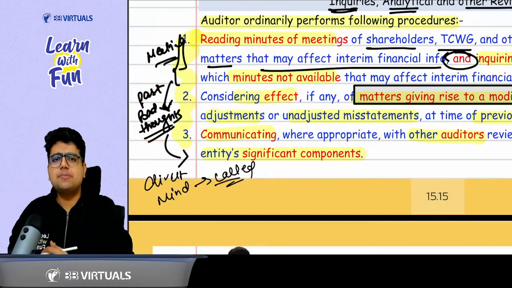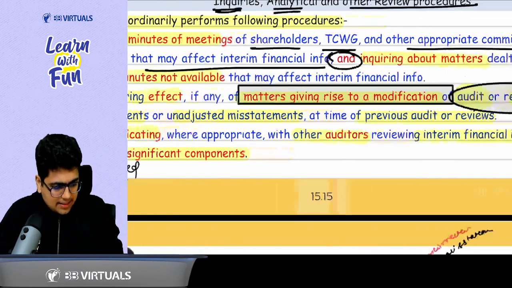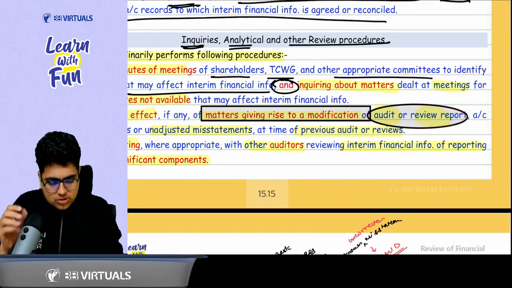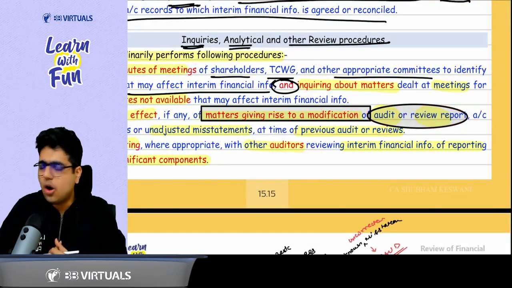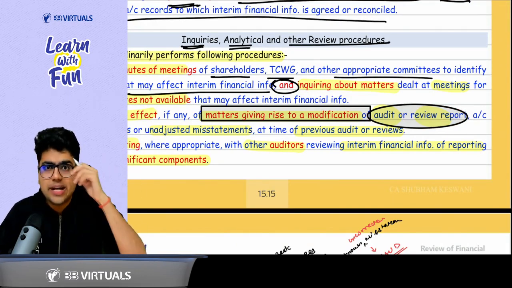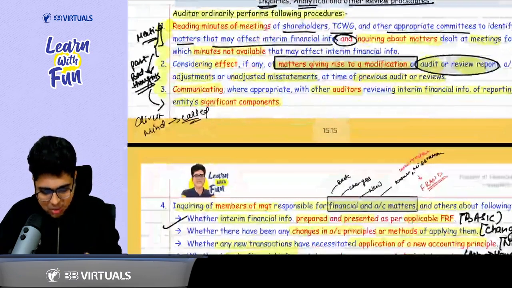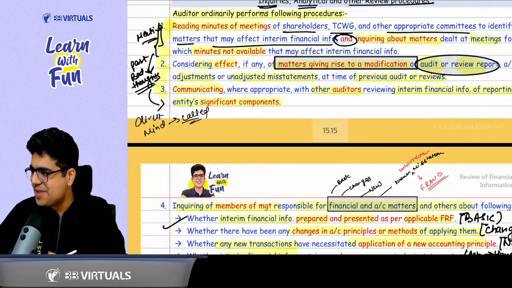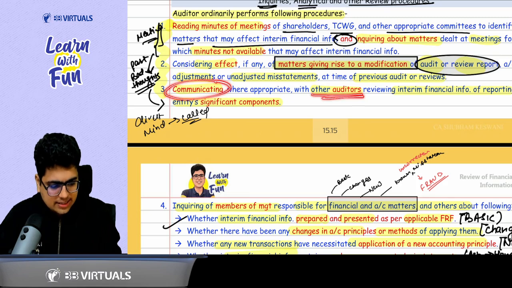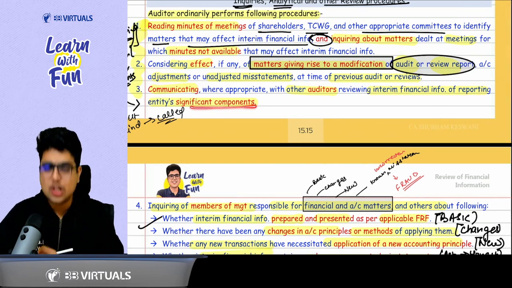Sir, what were the past bad thoughts? Matters giving rise to modification. Matters giving rise to a modified opinion in the audit or review reports of the previous audit or review. Oh, now to divert his mind, what did he do? He made a call to the component auditor, that is, communicating with the other auditors for reviewing the interim financial information of significant components.